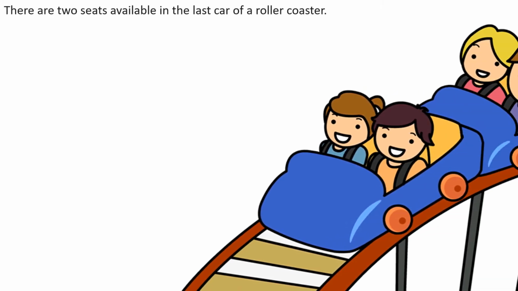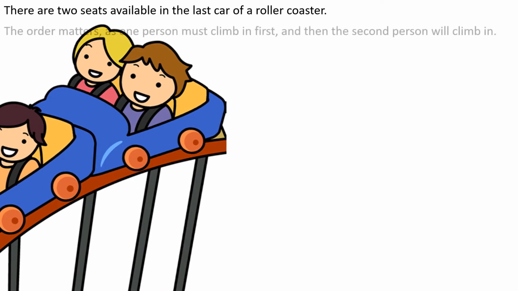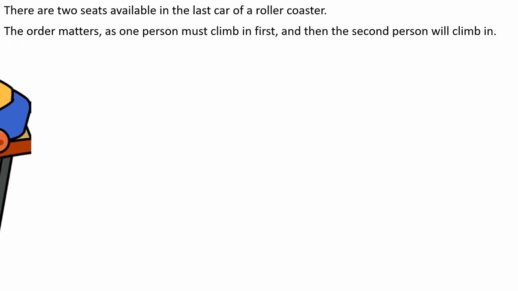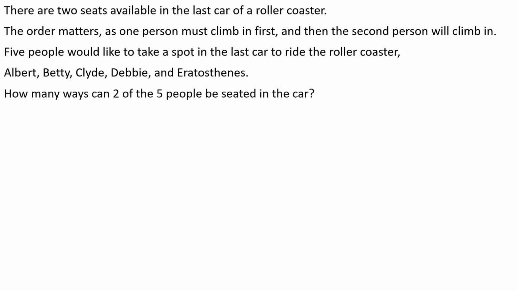Oh, a roller coaster. Who doesn't like to ride on a roller coaster? Ooh, the last car has 2 seats available. Now the order matters here, right? Because one person has to climb in first, and then the other person gets to climb in second. So we've got 5 people that really would like to take that spot in that last car. So we got Albert, Betty, Clyde, Debbie, and Eratosthenes. And there's room for 2 of those 5 people.